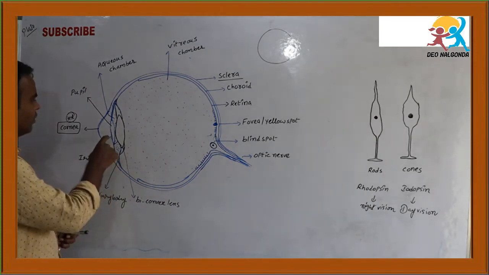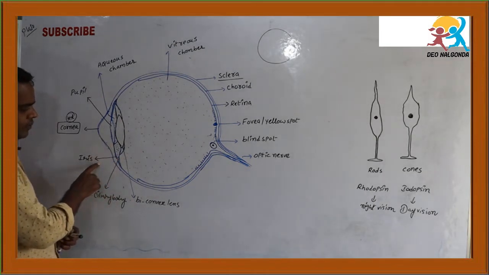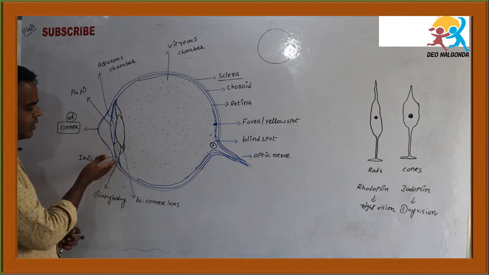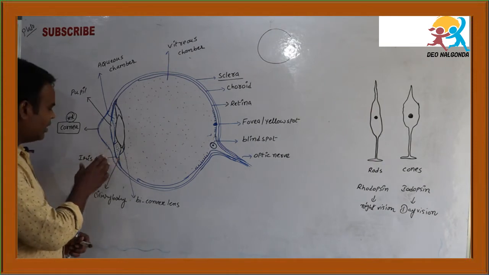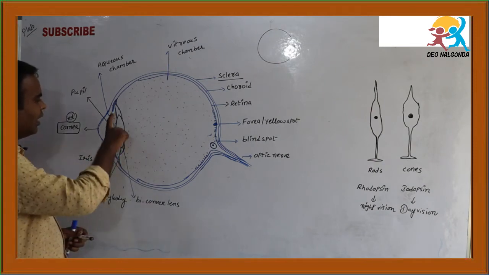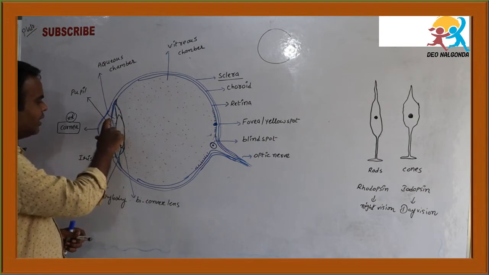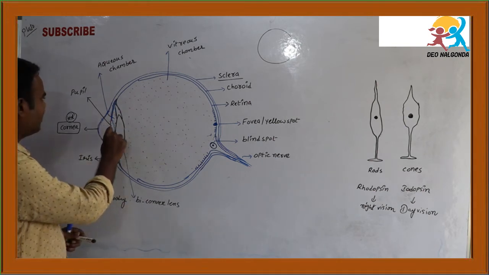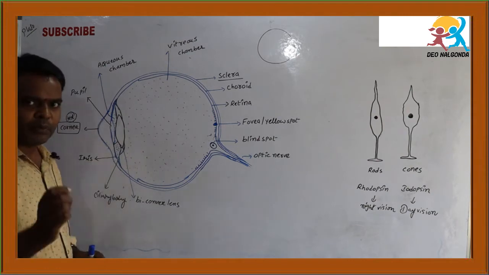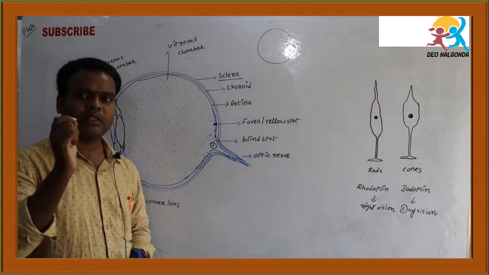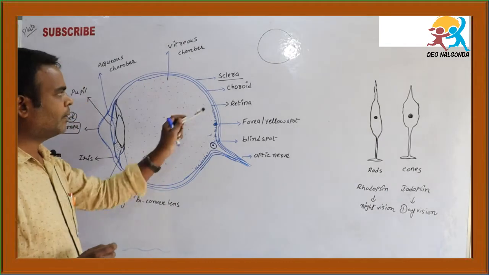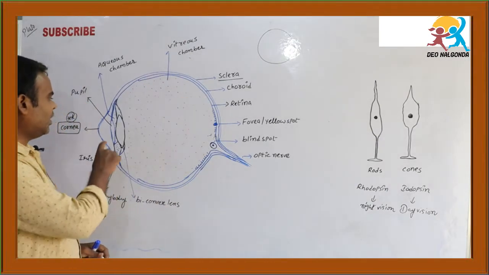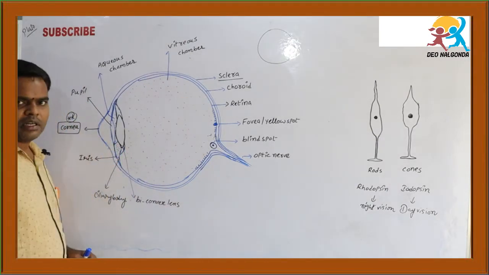One is the iris, nothing but the choroid layer which is formed at the anterior part of the eyeball, and the iris leaves a place at the center. The place where it has left is called the pupil. So the pupil is nothing but the space present in the choroid layer, just in front of the lens.